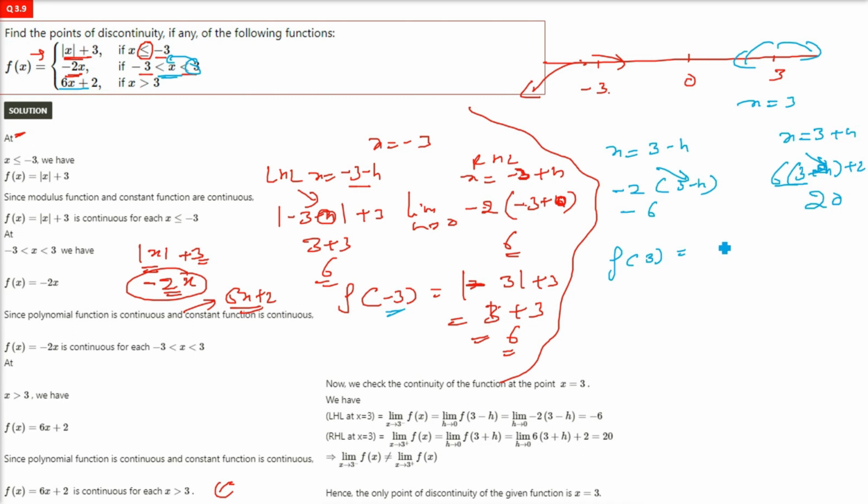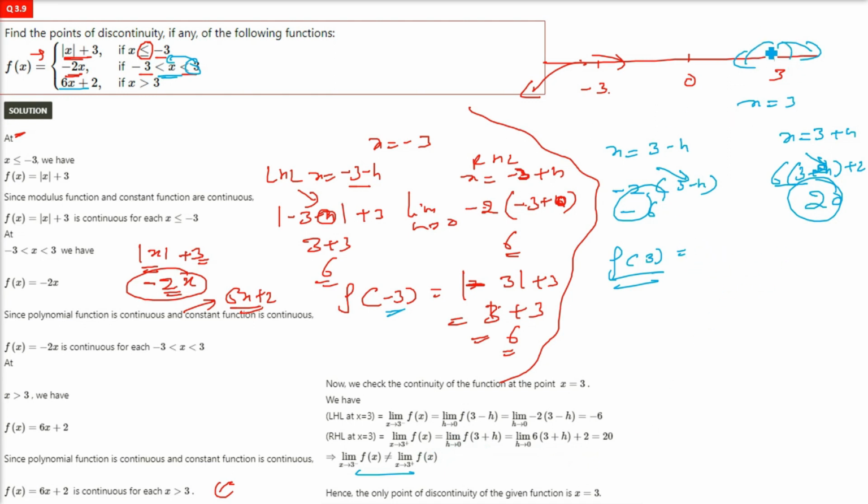This is 6. Equality sign is where? It is not given. But just assume that it is at x greater than or equal to 3, 6x plus 2. So 6 into 3 plus 2, that is 18 plus 2, that is 20. So it is matching with the right hand limit. But still the left hand limit and right hand limit, they are not matching. So when they are not matching, you can very well say that 3 is the point of discontinuity. And on the other hand, -3 is definitely the point of continuity.